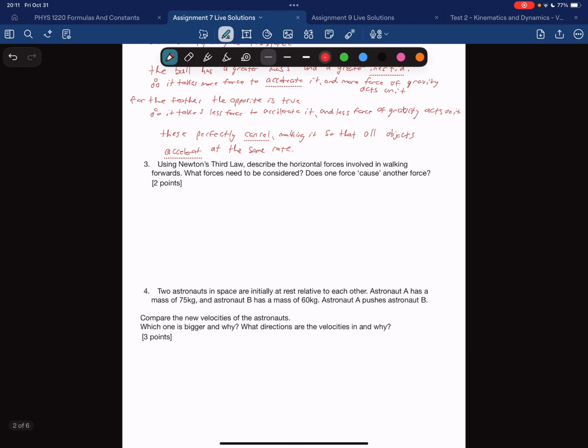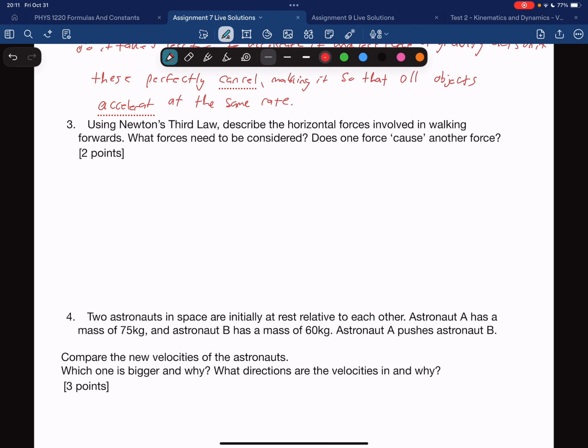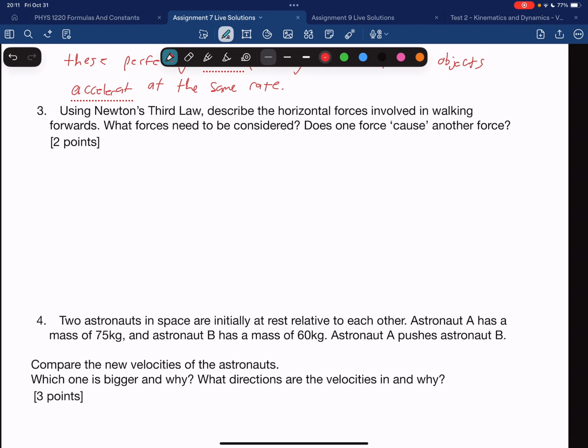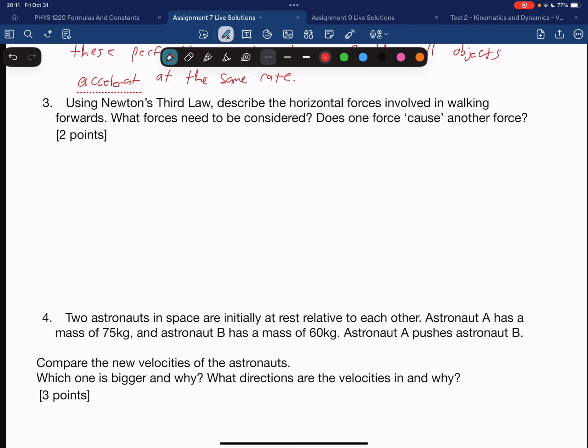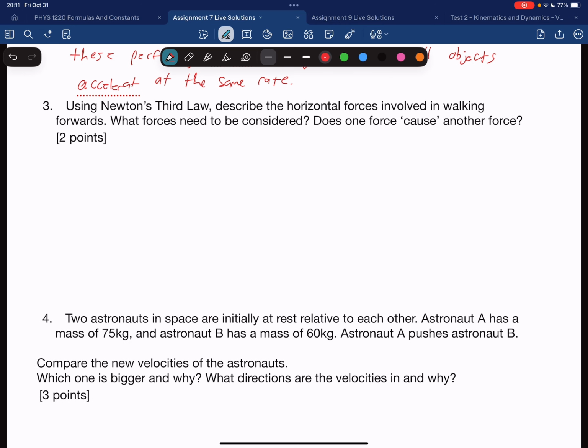Number 3, using Newton's third law, the law of action and reaction forces, describe the horizontal forces involved in walking forwards. What forces need to be considered? Does one force cause another force? Those last 2 questions are just extensions to clarify what I was asking for in this problem. You did not have to answer them explicitly, but if you answered them, then you pretty much answered the whole point of the question anyway. That's why those were there.